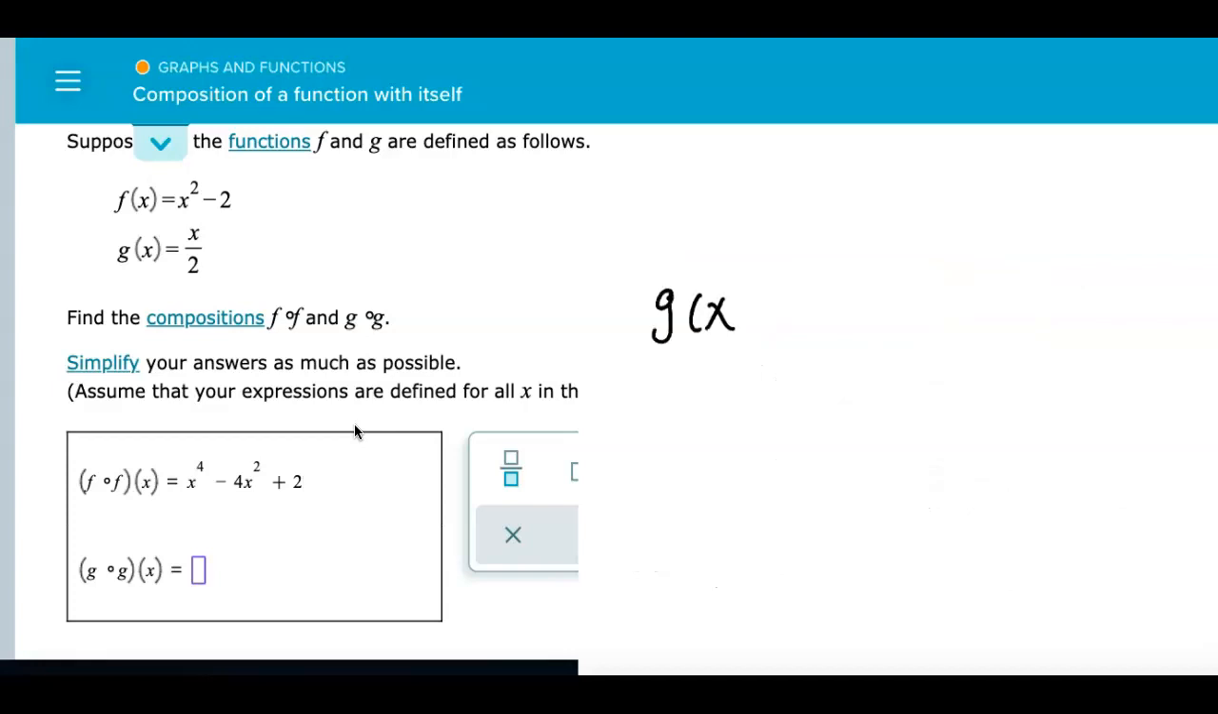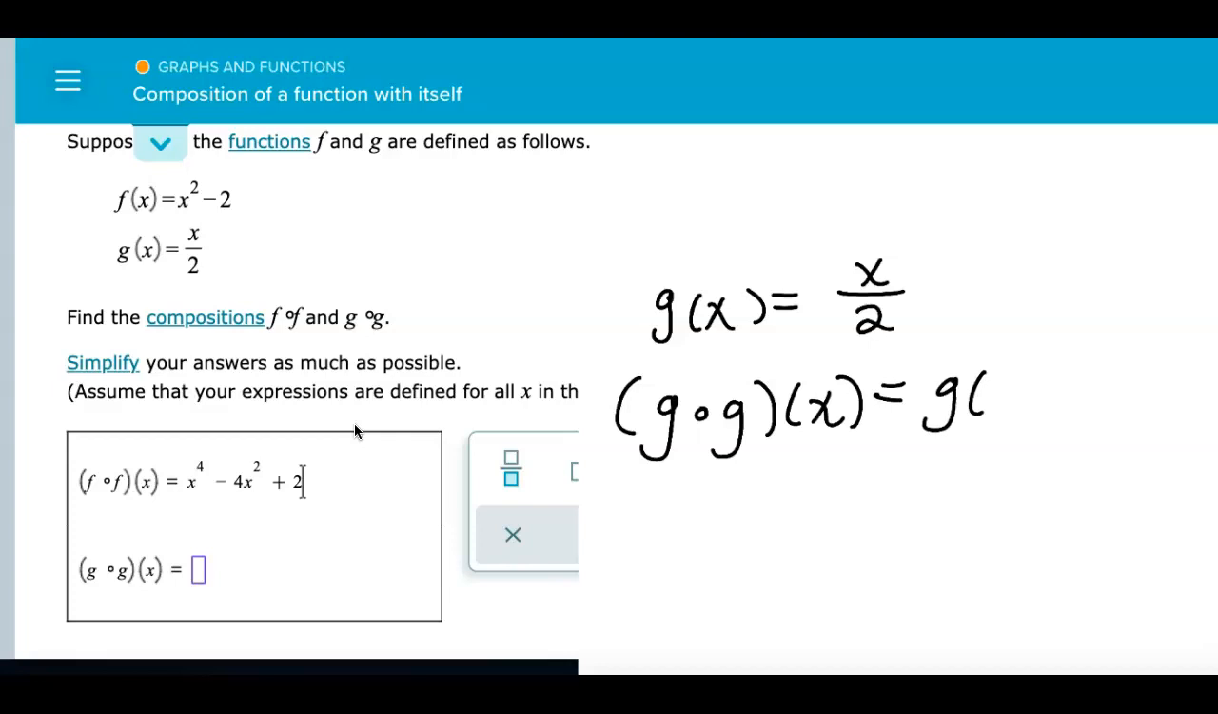G of x is x over 2. When they ask you to find g composed with g of x, they want you to find g of g of x. Which means you're going to write down your function. The function is x over 2, right?